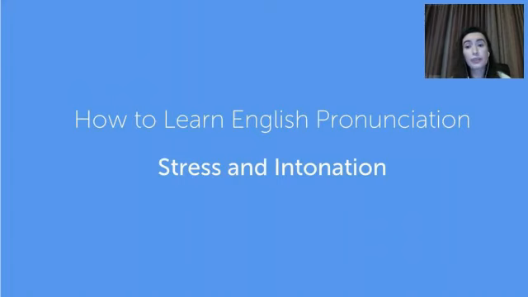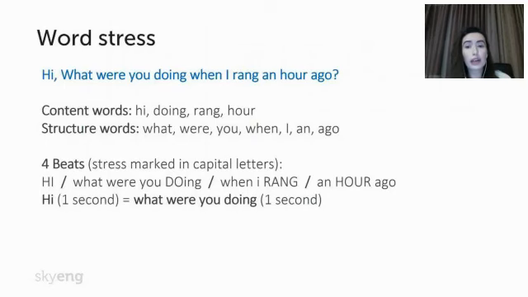How to learn English pronunciation. That means stress and intonation, which is also very much important. Like, "Hi, what were you doing when I ran an hour ago?" As you can see here, there are content words: hi, doing, ran, hour. And structure words: what, were, you, when, I. We have 4 bits here and stress marked in capital letters. It's: hi, what you were doing when I ran an hour ago.